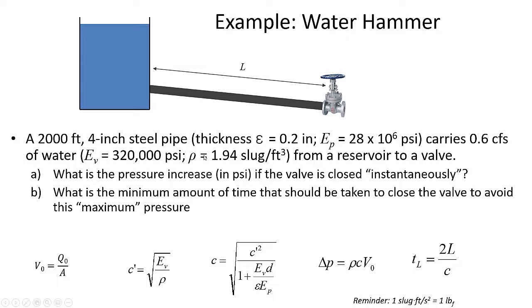Just in case you've forgotten about slugs, because we have the density of water here in slugs: a slug times a foot per second squared is a pound of force. So when we're calculating this water hammer, you can use the pounds in the numerator and the slugs in the denominator, and we're going to get out of this C prime in feet per second. The bulk modulus for the water is 320,000 pounds per square inch. You'll need to calculate E sub V in units of pounds per square foot, so we want pounds per square foot before you substitute it into this formula.